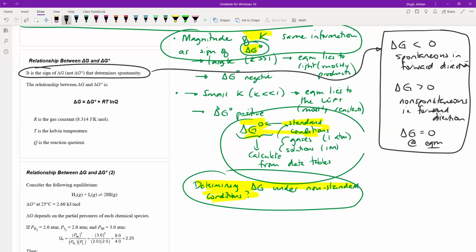Will it proceed left to right? Will it proceed right to left? Or is it already at equilibrium? And we're going to see now the relationship between delta G and delta G standard.